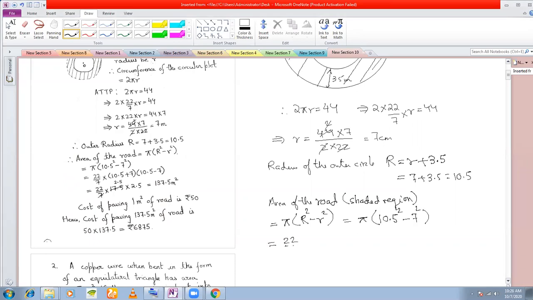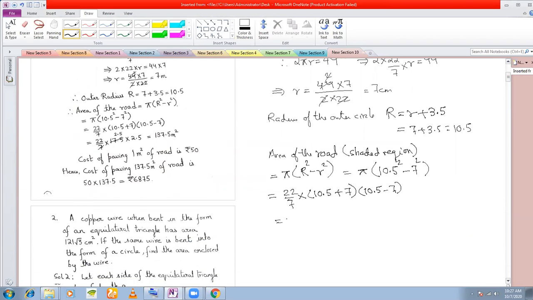Put the value of pi as 22 by 7, and you can calculate 10.5 square and do the subtraction, but you can also use the a plus b into a minus b formula, because this is the difference of two squares. This will simplify your calculation a little. 10.5 plus 7 is 17.5 and 10.5 minus 7 is 3.5. So this is 22 by 7 into 17.5 into 3.5, and this will cancel. If you multiply all this, you get 137.5 meter square. This is the area of the road that surrounds the plot.